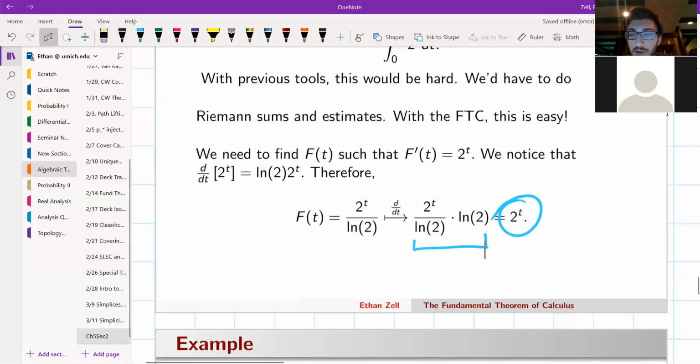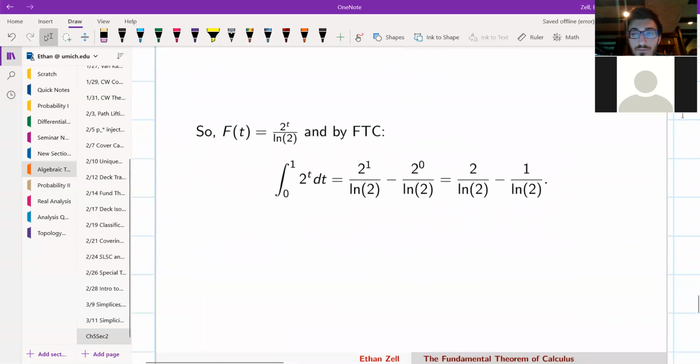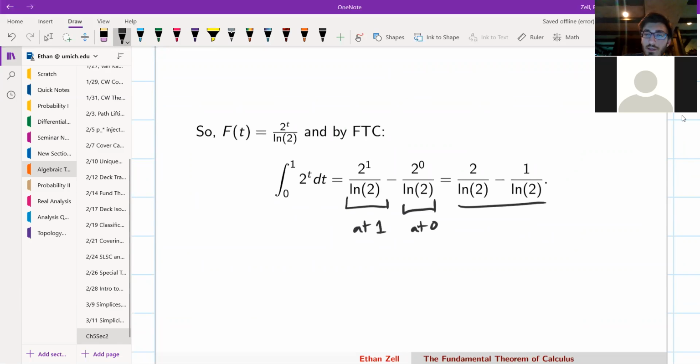So this is very good because now we can apply the fundamental theorem. So the fundamental theorem tells us that once we have this capital F function, all we have to do is just plug in the endpoints and subtract the difference. So here, 2 to the t at the endpoint 1 becomes 2 to the 1, again over ln 2, and 2 to the t becomes 2 to the 0 at the endpoint 0. So this is at 1, this is at 0. And now we just have the difference of two fractions, right? So this is, of course, 1 over the natural log of 2.